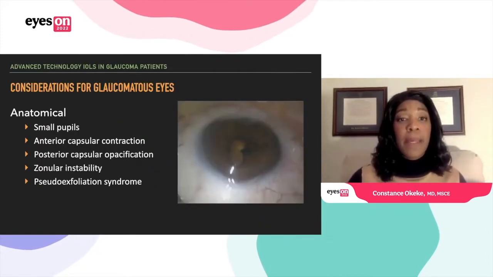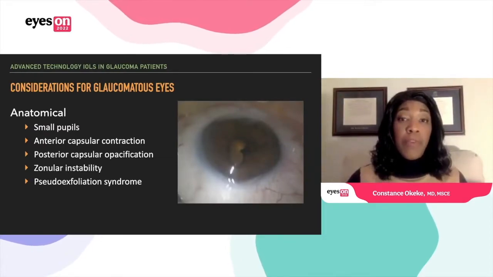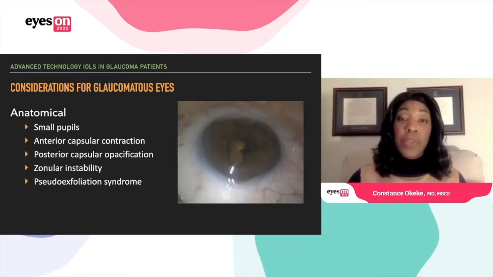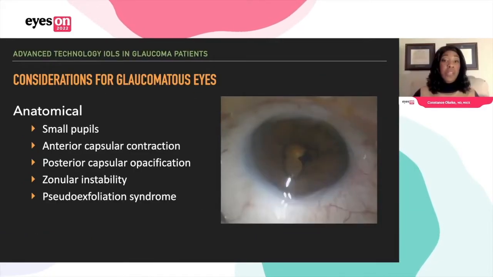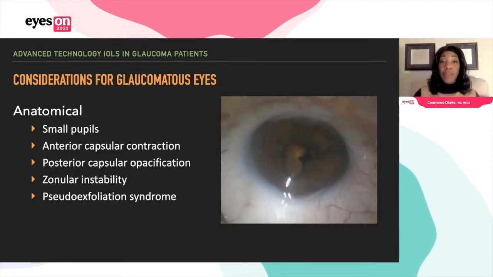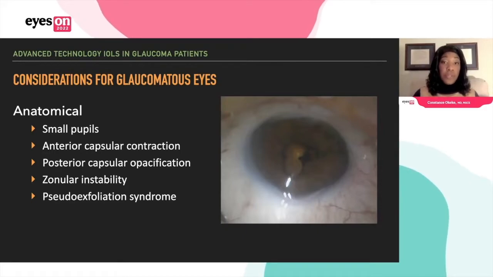Some of the considerations for patients who have glaucoma, different from a patient with a normal eye, are that they can often have small pupils. This can be related to certain drops that they might be using chronically, such as pilocarpine, or maybe they have uveitis as a component of their glaucoma, creating sneaky eye formation. They also have a tendency to have anterior capsule contraction as well as posterior capsule opacification. And they can have certain types of glaucoma that lead to zonular instability, like pseudoexfoliation syndrome, where you have to consider how the lens position is going to be decades from when the procedure was done.